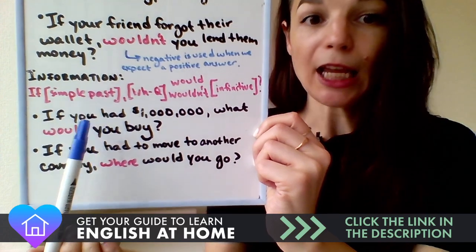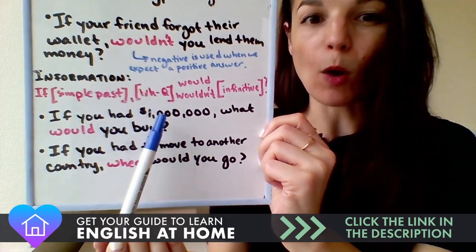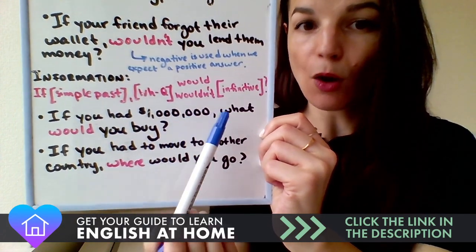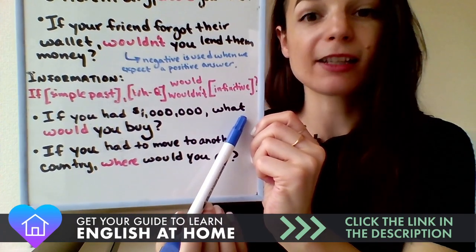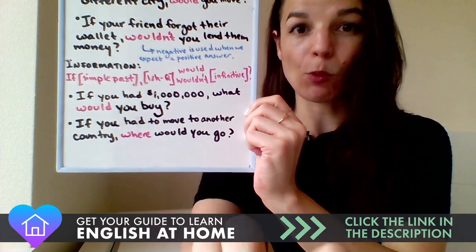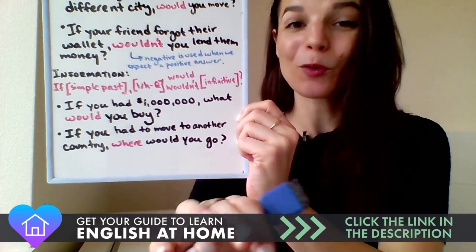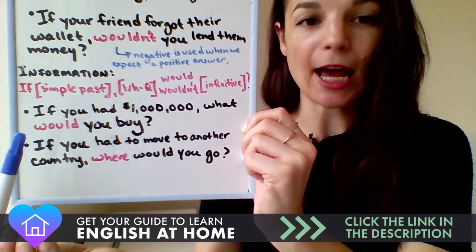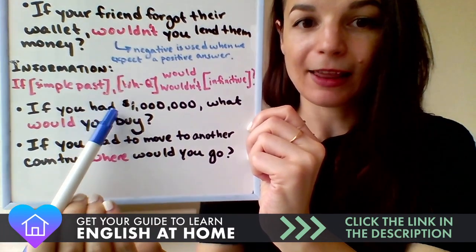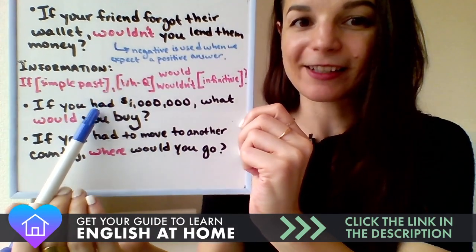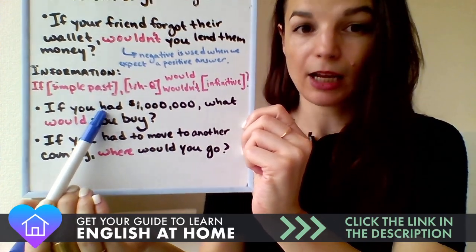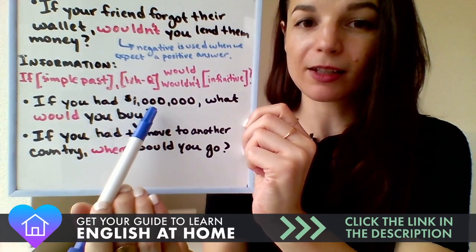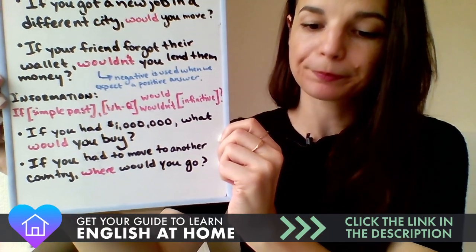If you had $1 million, what would you buy? This is the information I want to get. I want to know the objects. So what would you buy? Again, we cannot use will here. This as well, simple past tense. Not if you have. If you have is incorrect. If you had $1 million, what would you buy?